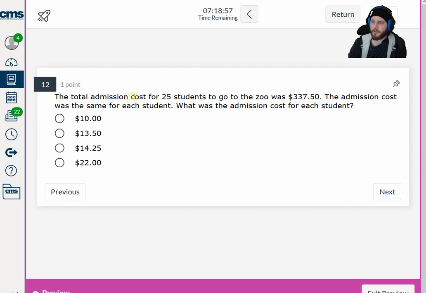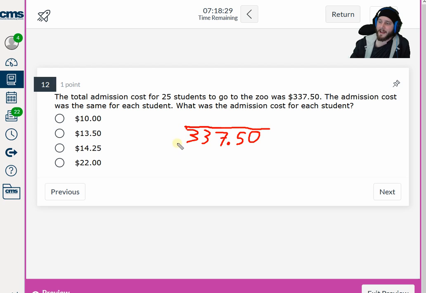Number 12, total admission cost for 25 students is $3.37, or sorry, $337.50. I completely misread that. The admission cost was the same for each student. What was the admission cost per student? So we are dividing this. This is division of decimals. We are dividing the total cost, $337.50, and we're dividing that by 25 students. Make sure you have your decimals lined up. No decimals out here. We're good to go.